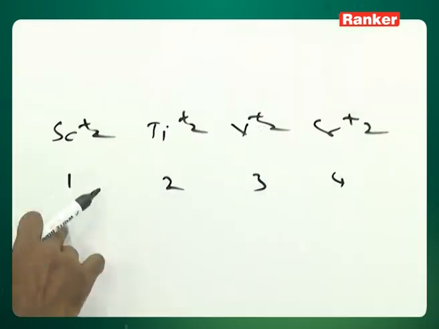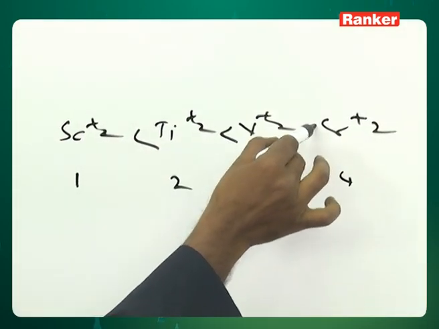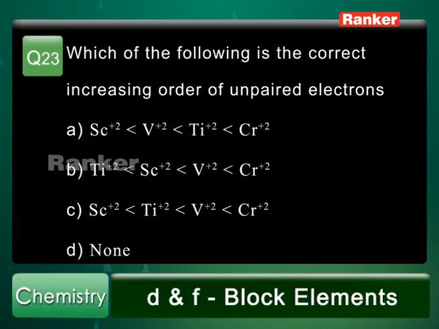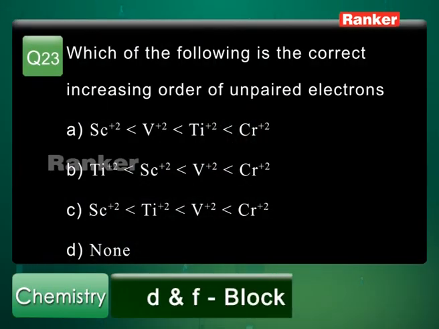So scandium +2 is actually less than this, less than this, less than this. This is our answer. Check the options now, which is correct. Among the options A, B, C, D, let us check where this particular answer is suitable. Scandium +2 is less than titanium +2, vanadium +2, chromium +2. See, this is the answer. Answer C is the correct one for this.